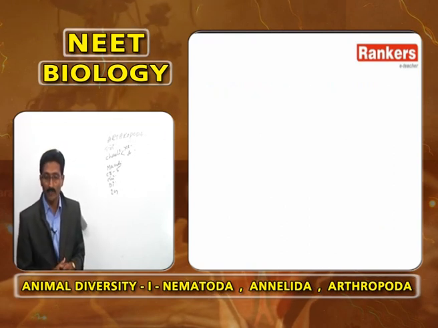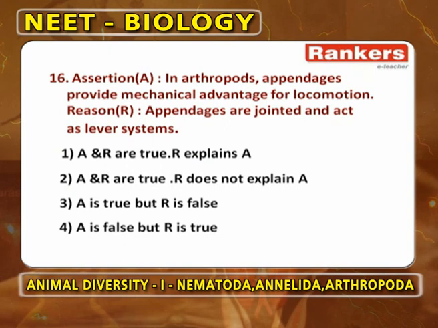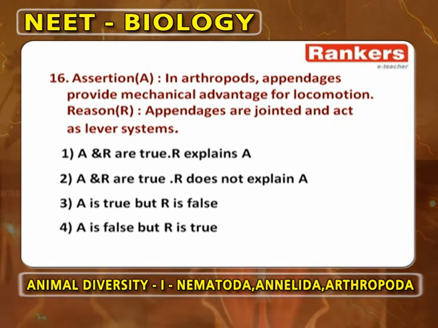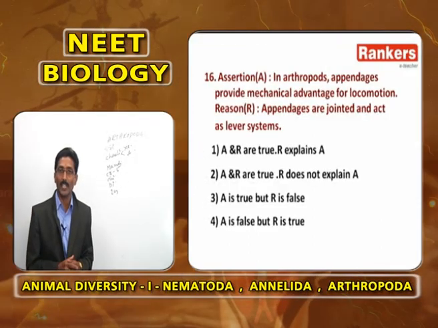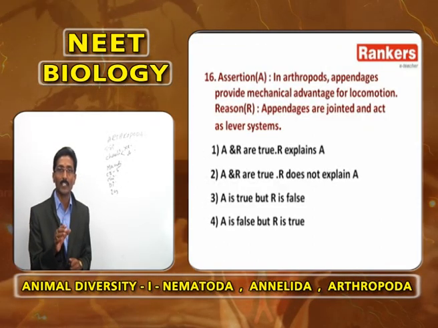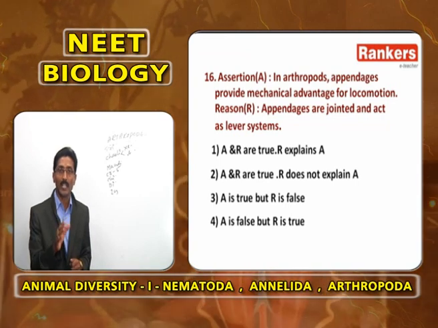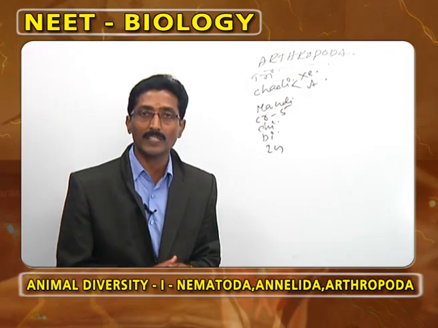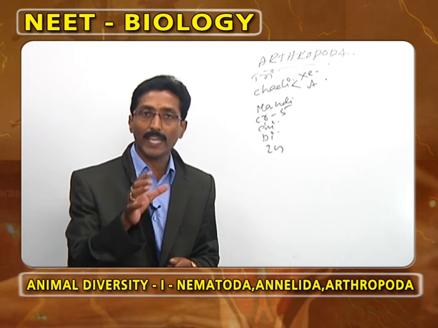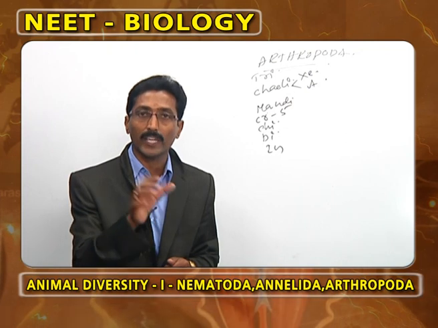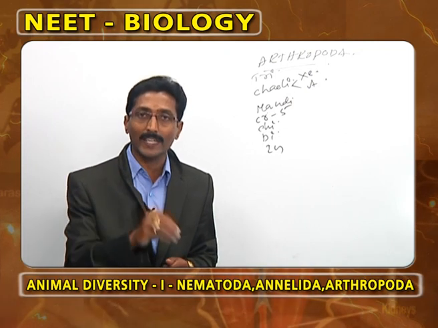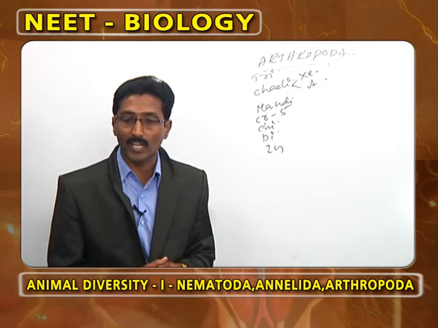What is the next question? Assertion: In arthropods, appendages provide mechanical advantage for locomotion. Reason: Appendages are jointed and act as lever systems. As we observe in the Arthropoda, what type of muscles first developed? The striped or striated, voluntary muscles. They are in the form of bundles. They act as levers. These bundles of muscles are attached to the endoskeleton and help indirectly in locomotion. So both are correct and the reason explains the assertion.